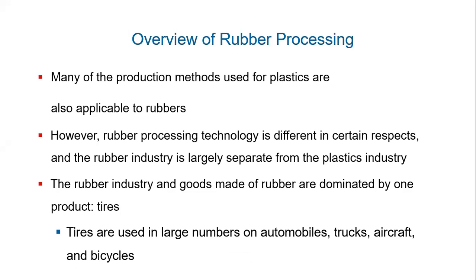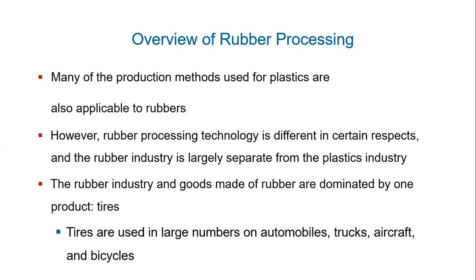Rubber processing is basically similar to plastic processing. That means after the production of raw rubber and after the production of raw plastic, it's kind of similar. To manufacture a certain part from rubber or plastics, they are more or less similar.